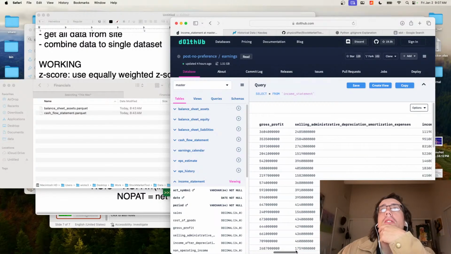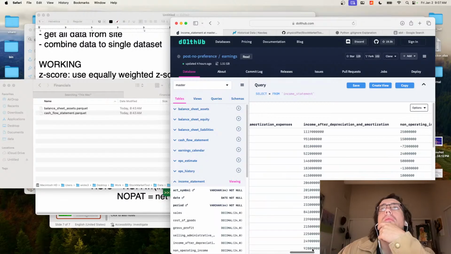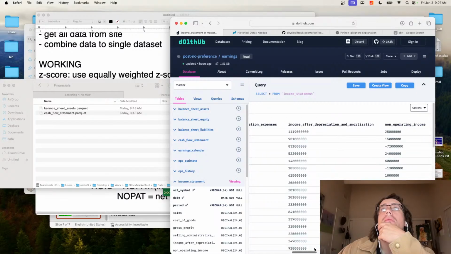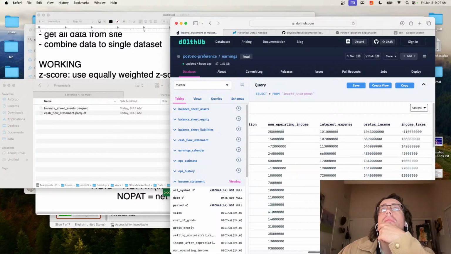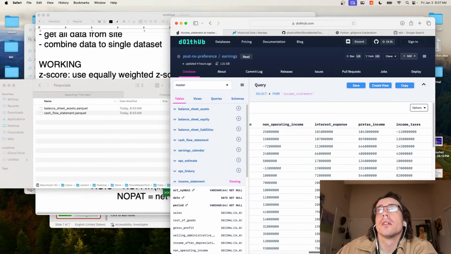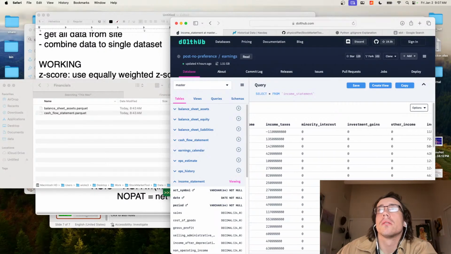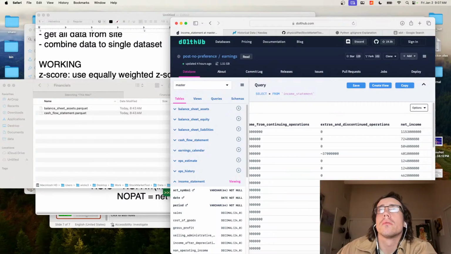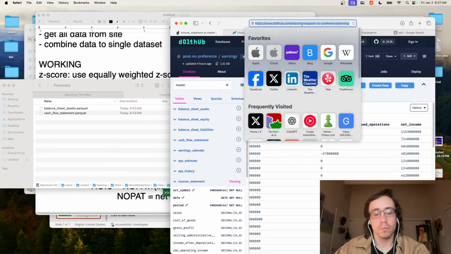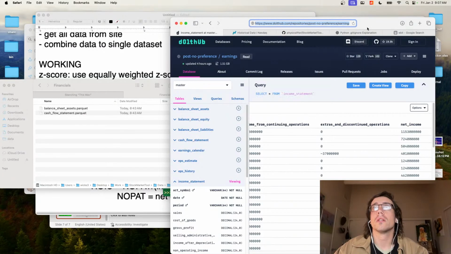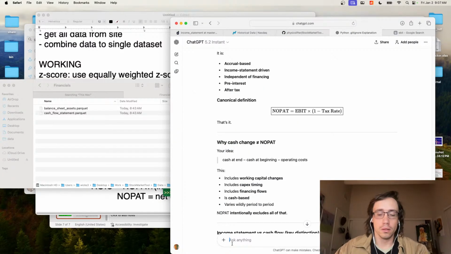Cost of goods. Everything. Just tell it. Look at the data sets here and tell me how to calculate NOPAT.